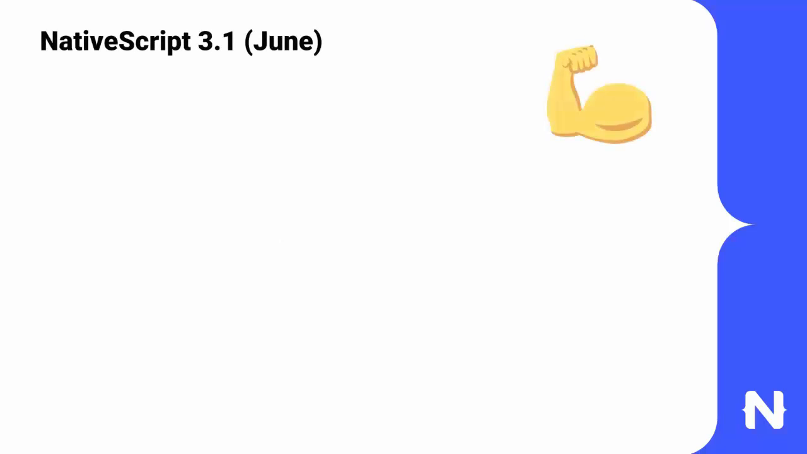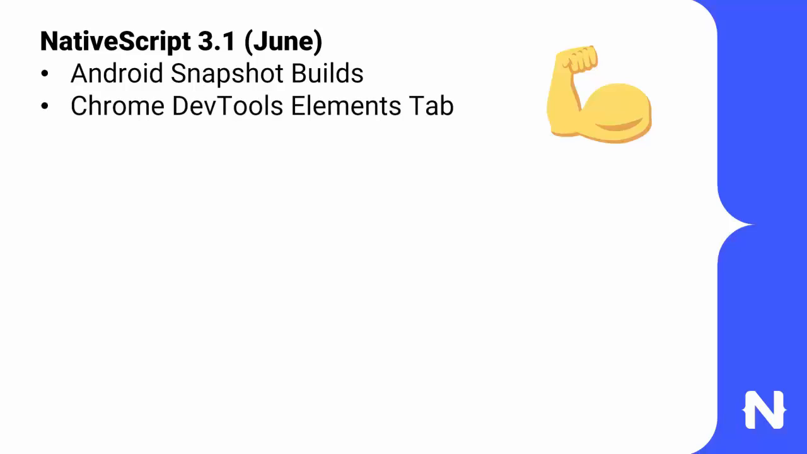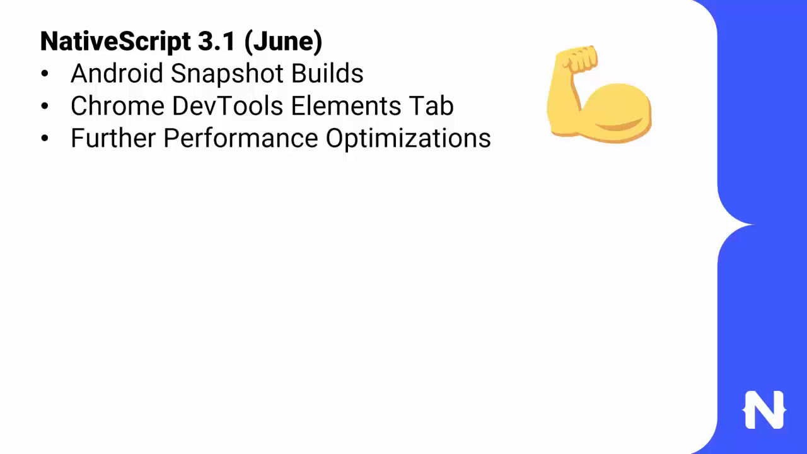So next for us is a June release already. That's just next month if you're keeping track. We will be delivering Android snapshot builds. This will dramatically improve your build time on Android. We're also continuing to expand our Chrome DevTools integration, this time with the Elements tab. We will also continue to deliver more and more performance optimizations, as this is so critical to us and you.